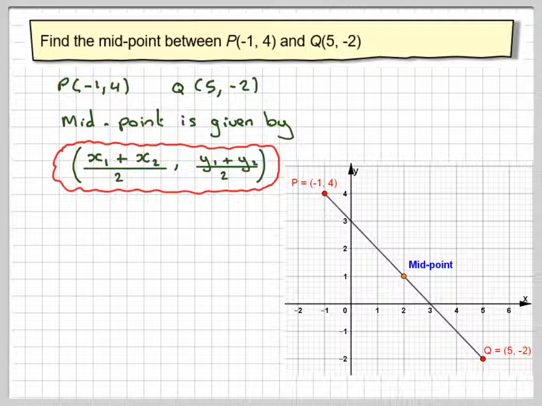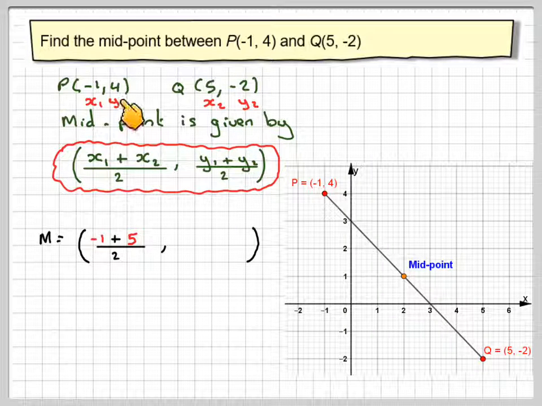Right, so if we look at this as a diagram, here we have the point (-1, 4), here we have the point (5, -2), and this point here is the midpoint. Now you can get the midpoint by just adding the coordinates together. So if you label underneath each one x1, y1, x2, y2, then it's very easy. All you need to do is (-1 + 5) divided by 2, and then we need to do (4 + -2) divided by 2.